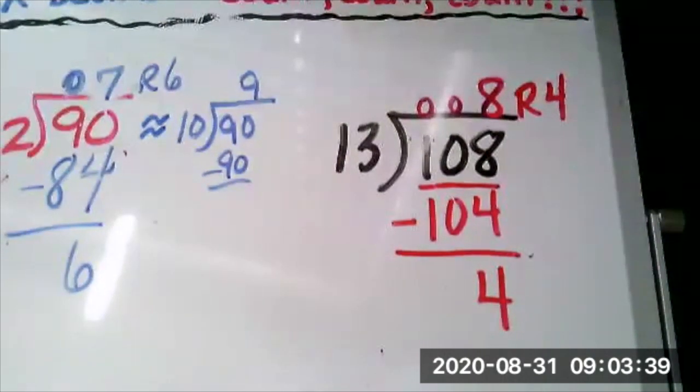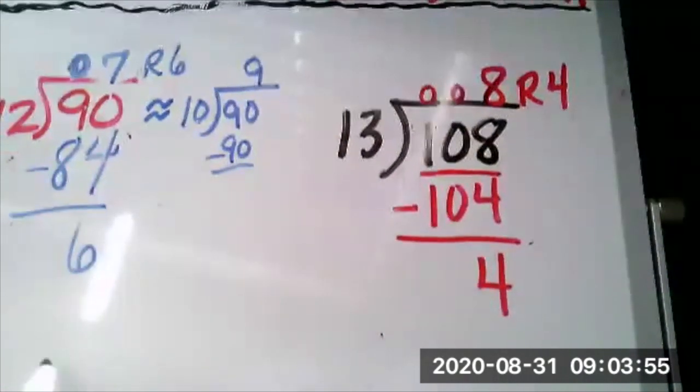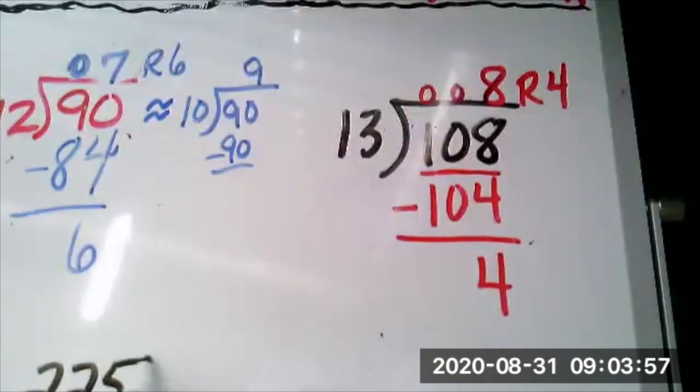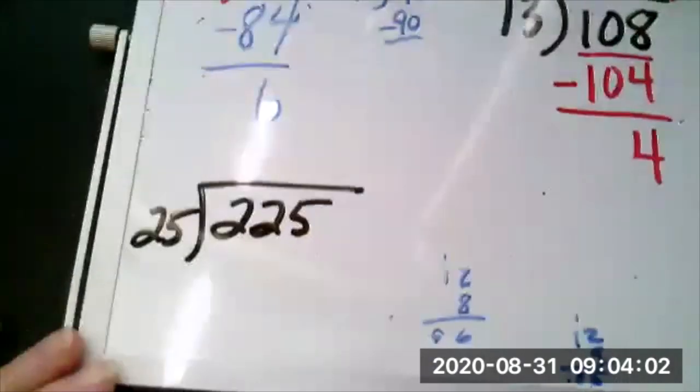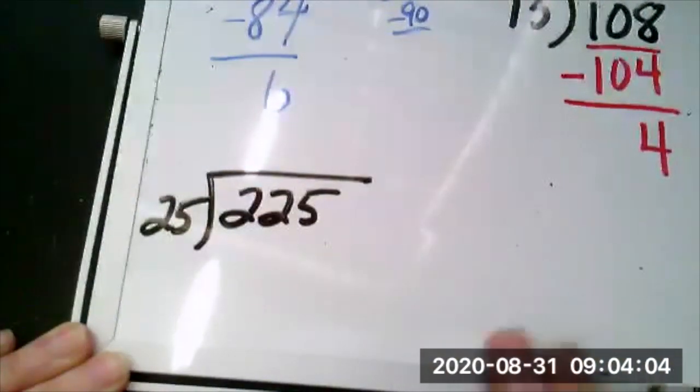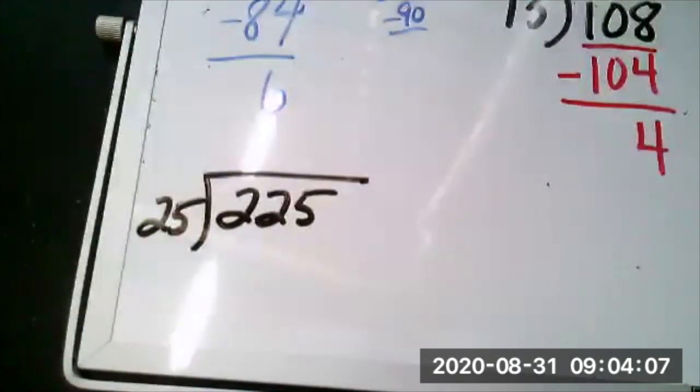There are so many different types of division problems, but these 2 are the ones that I'm going to give you today, the single digit and double digit. I'm going to give you one more to try. Let's go with 225 divided by 25. Here it is. Okay, one more. 225 divided by 25.